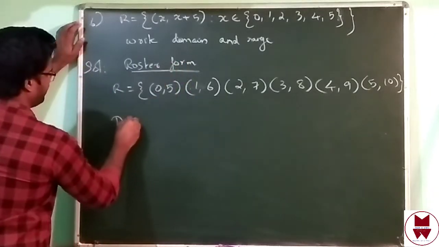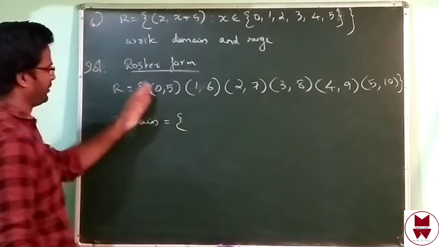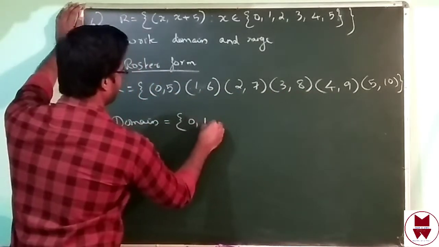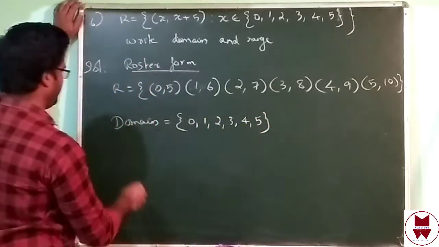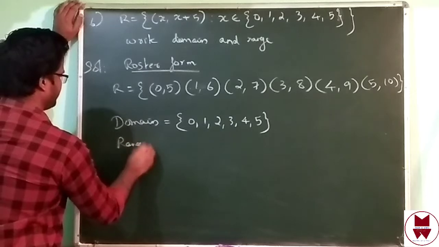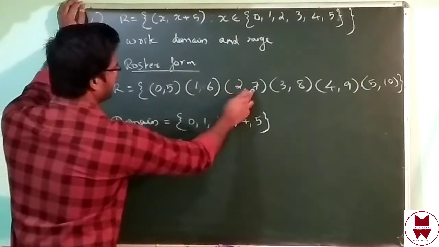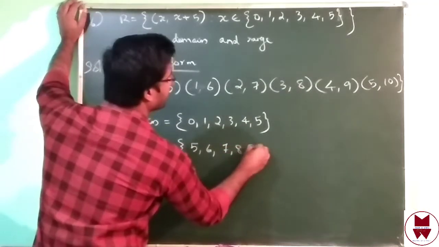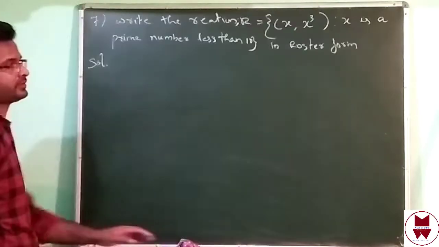Then domain. Domain means we write all the first elements, that is 0, 1, 2, 3, 4, 5. This is the domain. Then range. Range means the second elements: 5, 6, 7, 8, 9, 10. This is our domain and range.